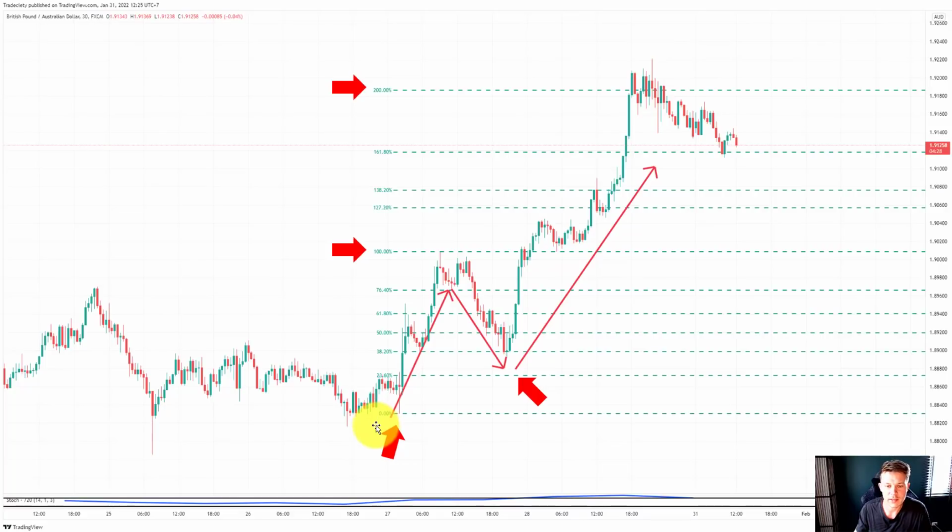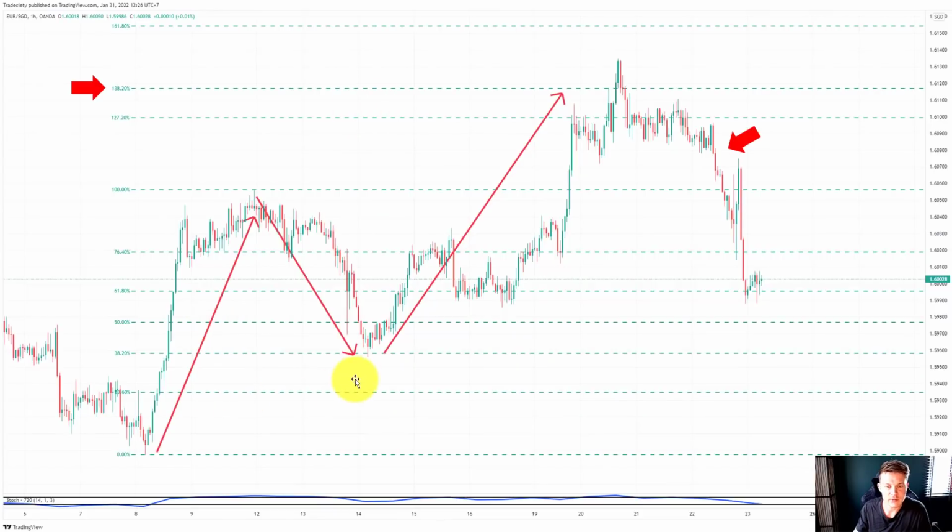So if you can find a completed A, B, C, D pattern, that is first of all often used for targets, and you should not expect too much more after the 200 has been reached. Of course, there are some exceptions to the rule, but generally trends often end at 161.8 or 200.